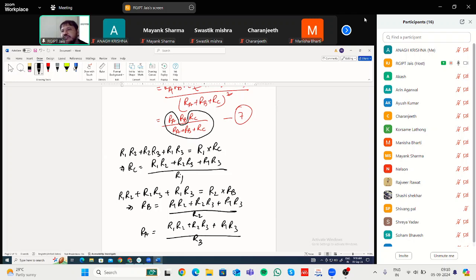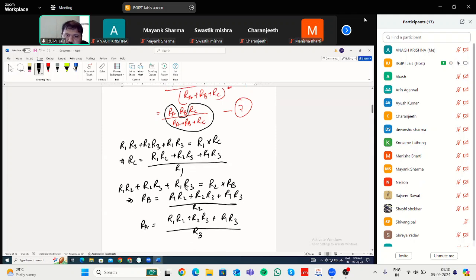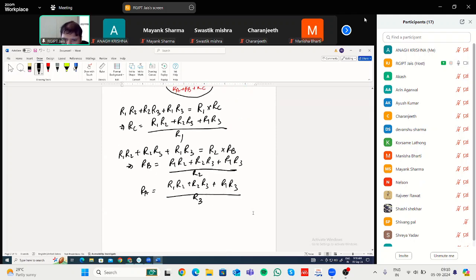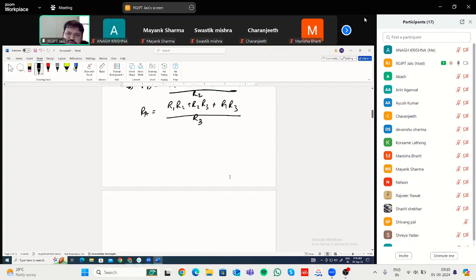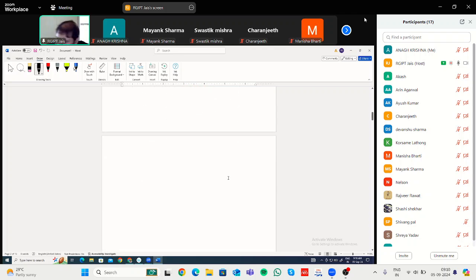Yesterday we did delta to star. Today, star to delta. With this in mind, we'll move to what was left yesterday, maximum power transfer theorem, and also using dependent source. If you have any problem with star to delta and delta to star, you already know this. Next, we'll move to dependent sources.